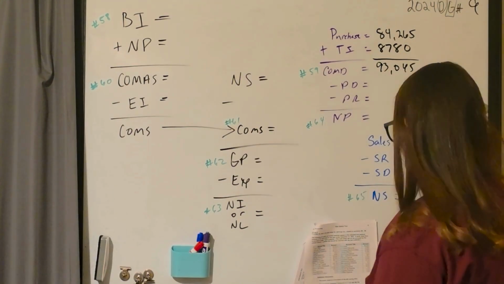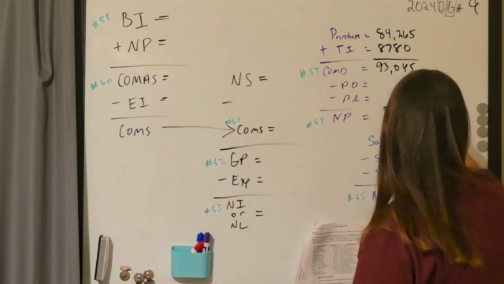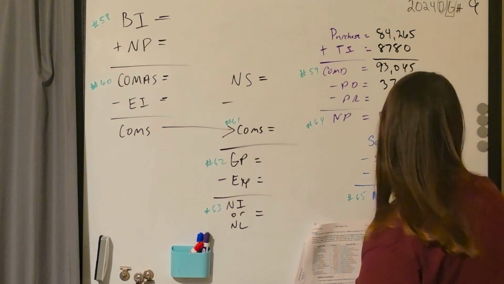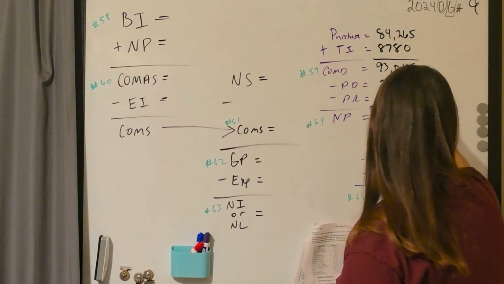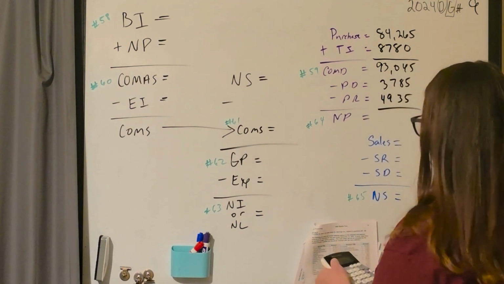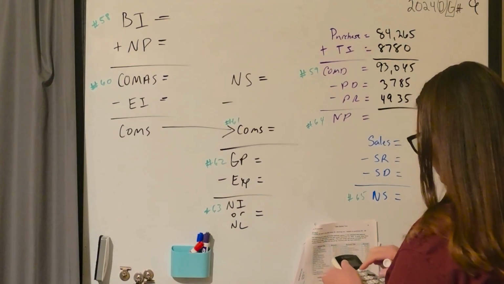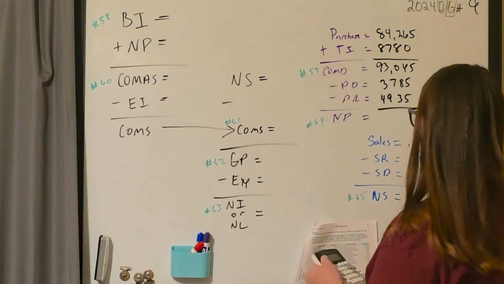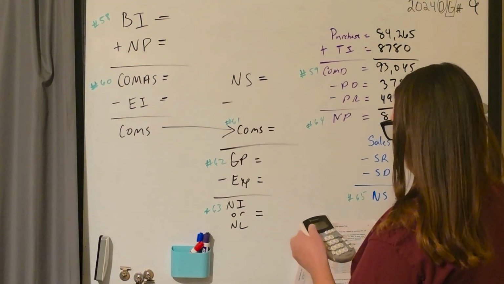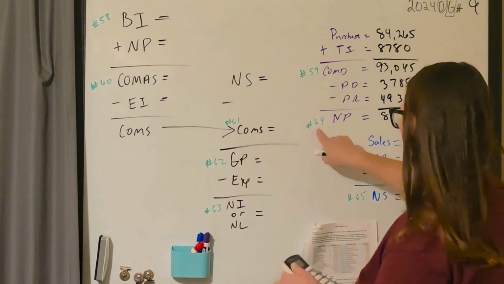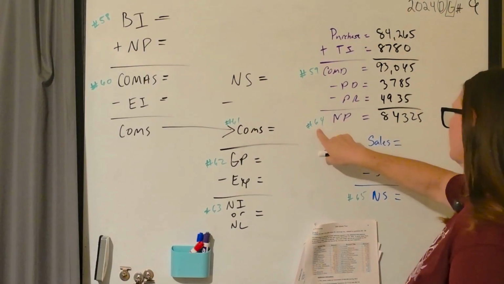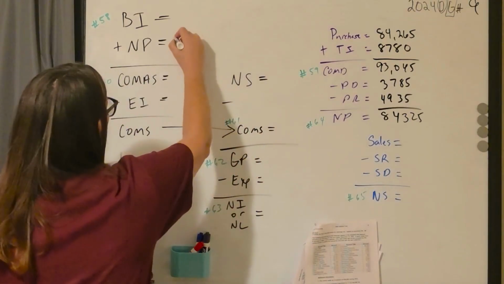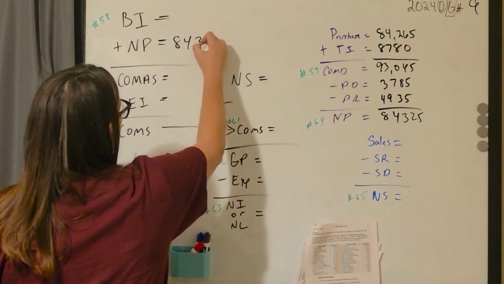Then minus purchase discounts, which is $37.85, and minus purchase returns, which is $49.35. I'm going to subtract those two numbers out, leaving the number I previously had in my calculator, and I get $84,325 for number 64, which is my net purchases. Net purchases goes over here: $84,325.